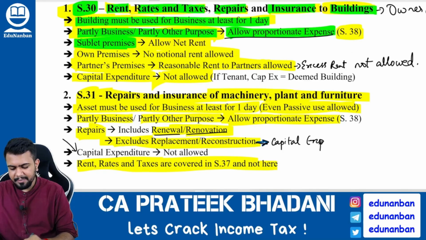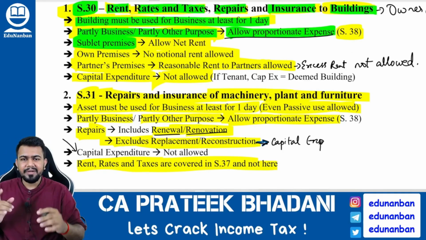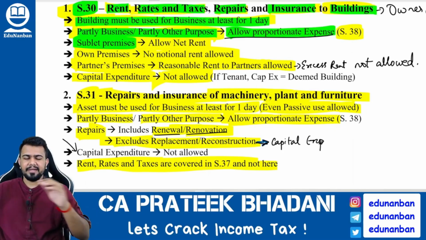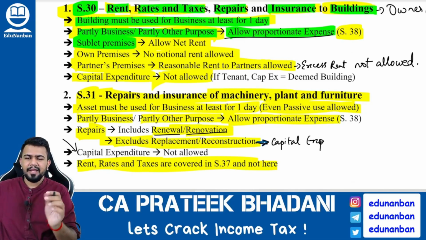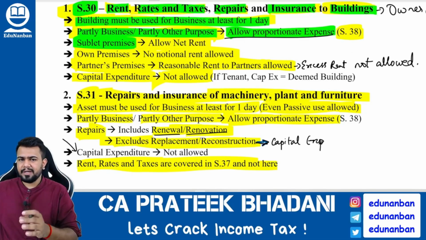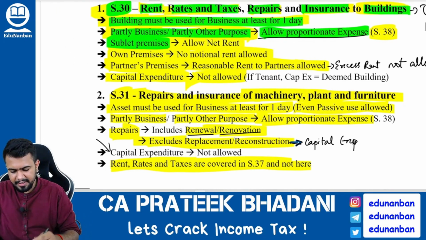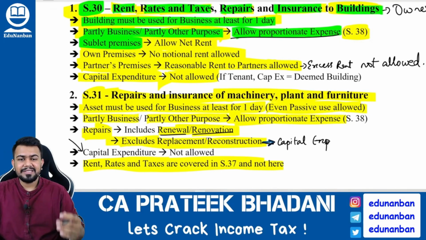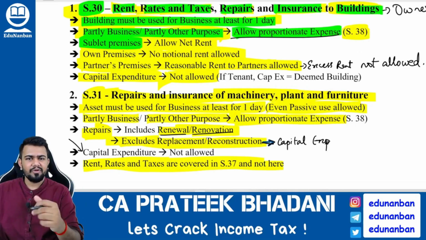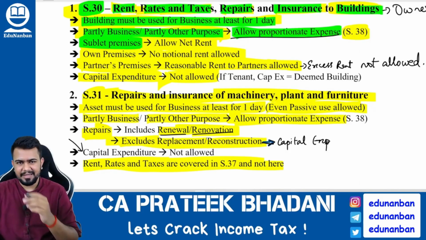Next, if it is a sublet premises. Sublet premises means, if we take a building on rent and the same building we are giving to some other person on rent, this is called subletting or subtenancy. In such a case, the net amount of rent, if it is a positive amount, it will be taxable under PGBP. It will be a deduction under PGBP. If it is negative, treat it as an income under PGBP. The net amount will be treated as income or expenditure as the case may be. If the rent received is more than the rent paid, then the net amount will be income. If the rent paid is more than the rent received, then the net amount will be considered as expense.